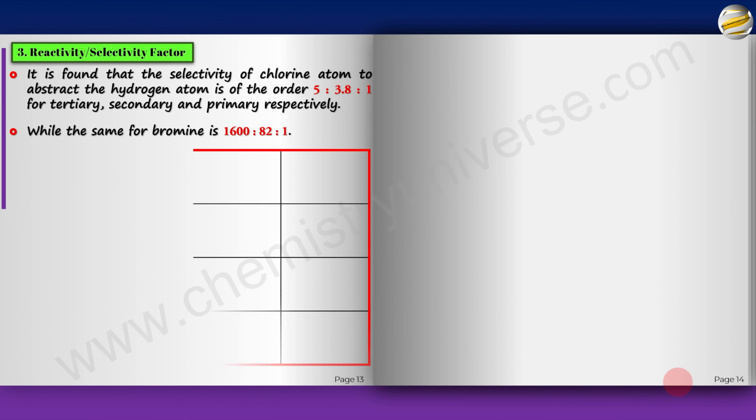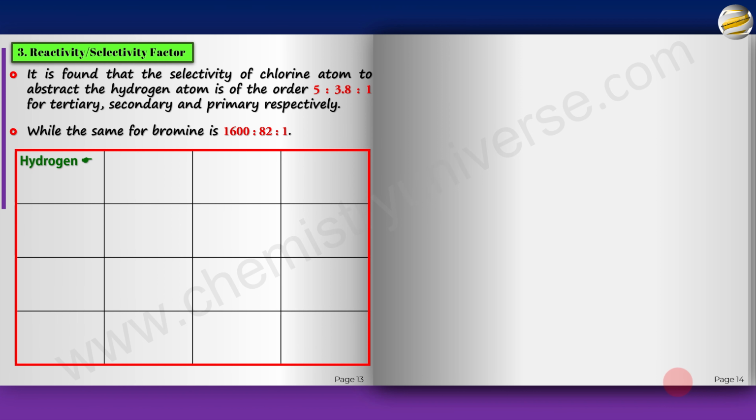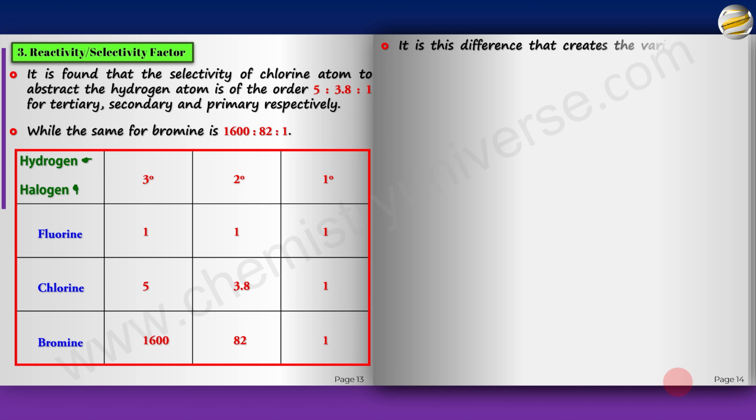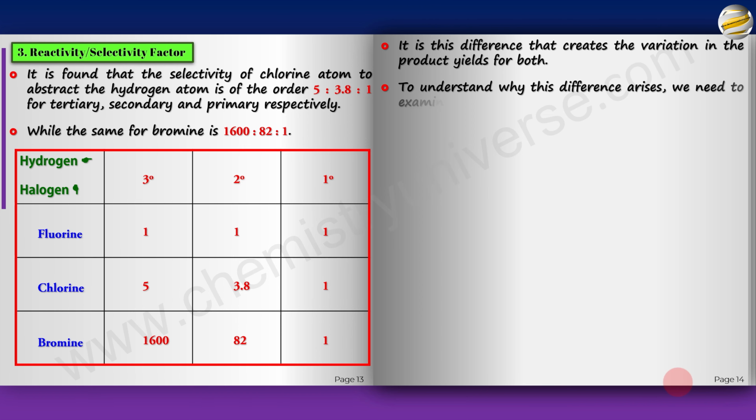So, if I look at this table and at the hydrogen and the halogen, let's say this is tertiary, secondary, and primary, fluorine doesn't bother. It's 1, 1, 1. Its ability to take tertiary, secondary, primary is just equal. But for chlorine, it is 5 is to 3.8 is to 1. For bromine, it is 1600 is to 82 is to 1. Now, it is this difference that creates the variation in the product yield for both. And to understand this, we need to understand their bond energies.